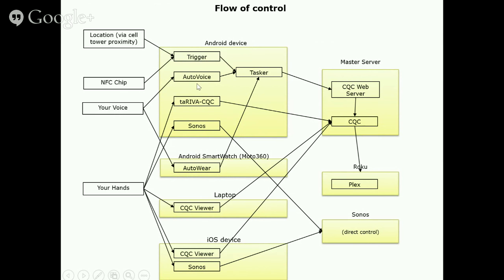What I'll have is AutoVoice. AutoVoice is an app that traps and does the voice recognition. It tells Tasker what to do. Tasker itself will call a CQC URL, which will then control the Roku.